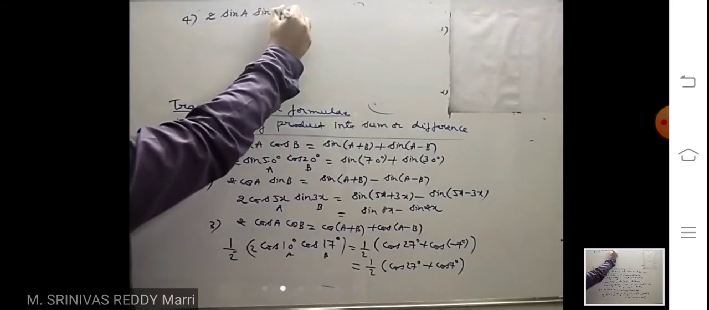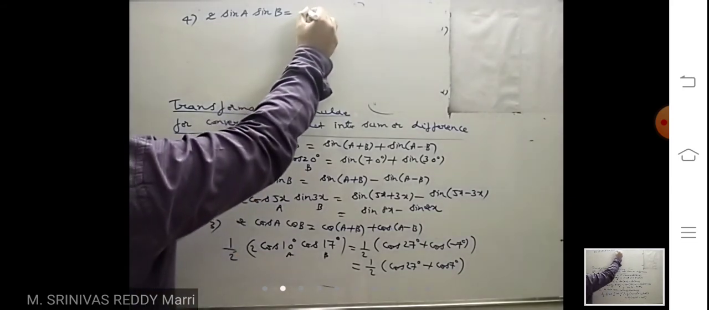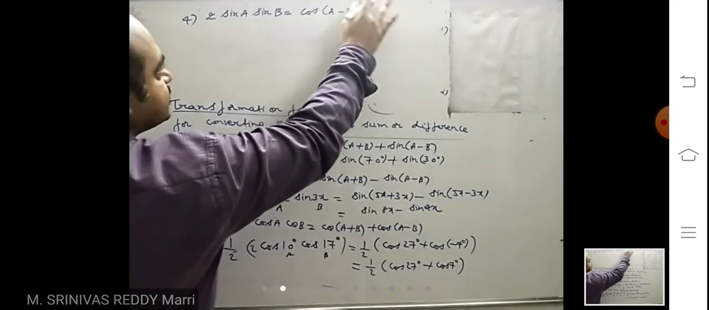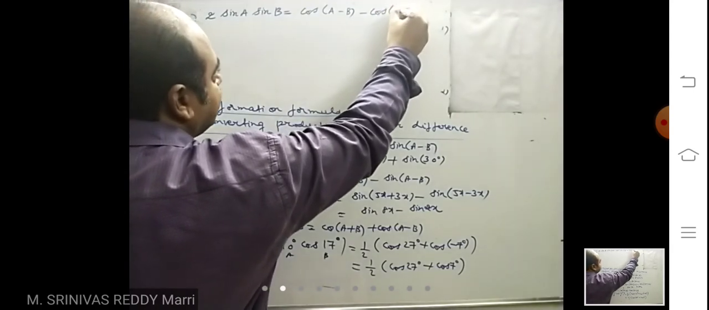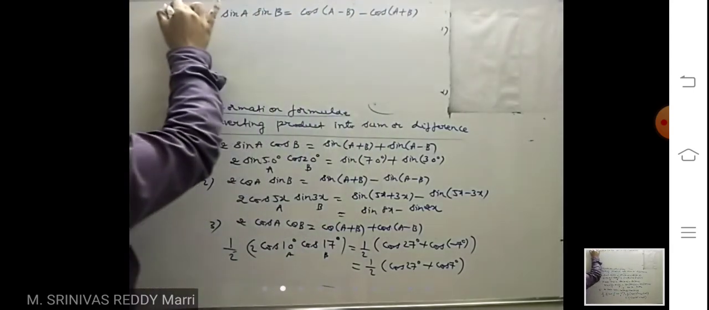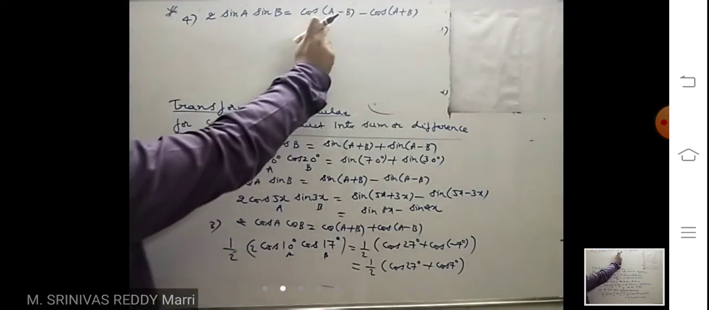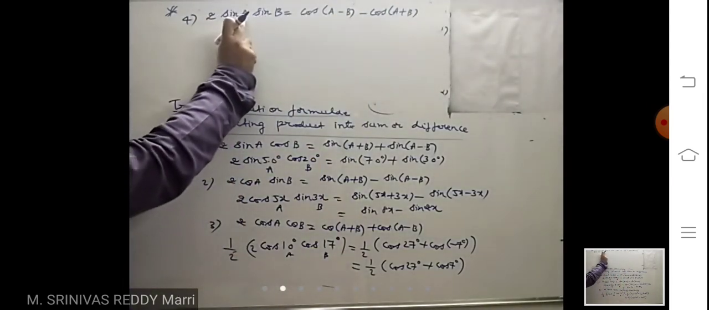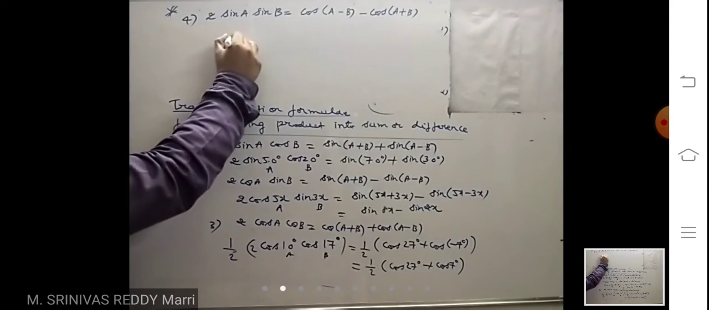2 sin A sin B. Two sines will be there, product of two sines. So this is nothing but cos of A minus B minus cos of A plus B. In this formula, first you have to write minus. Only in this formula, first A minus B and then A plus B. If product of two sines are there, first angle take it as A and second angle take it as B. You can write it as cos of A minus B minus cos of A plus B.